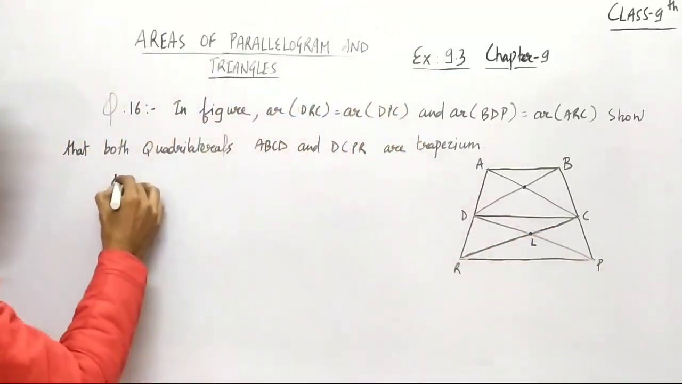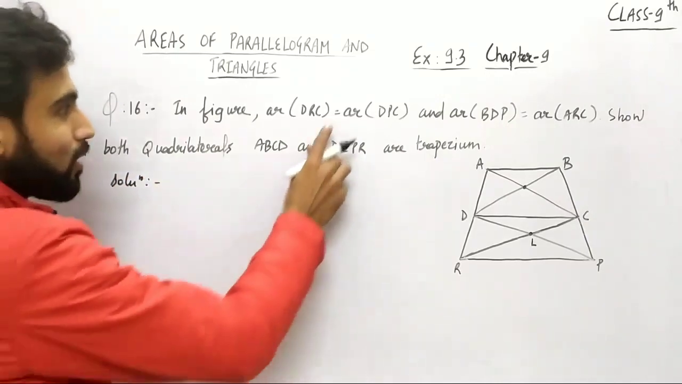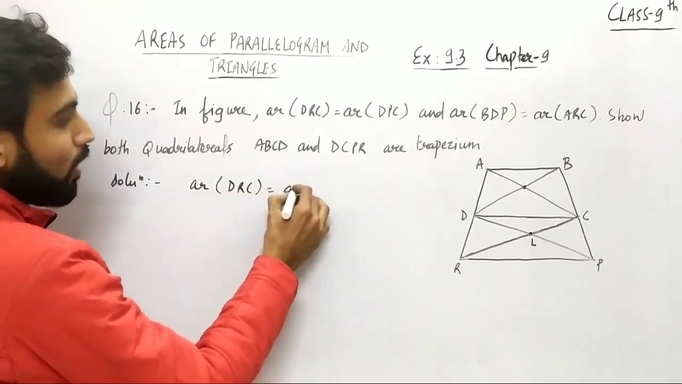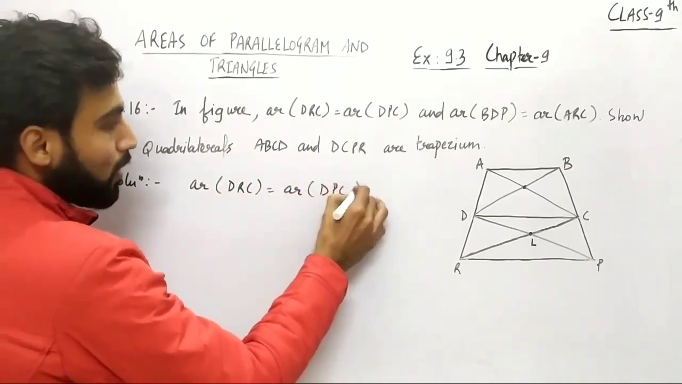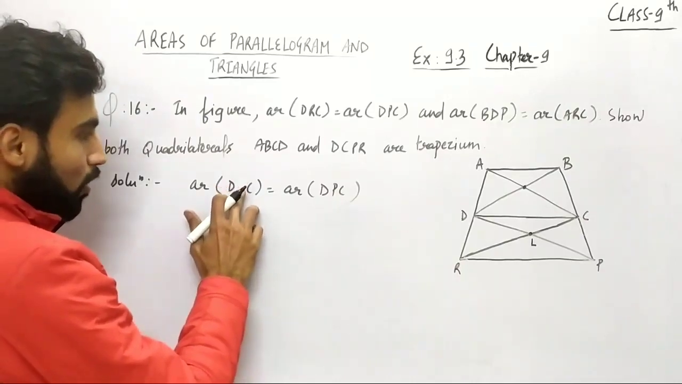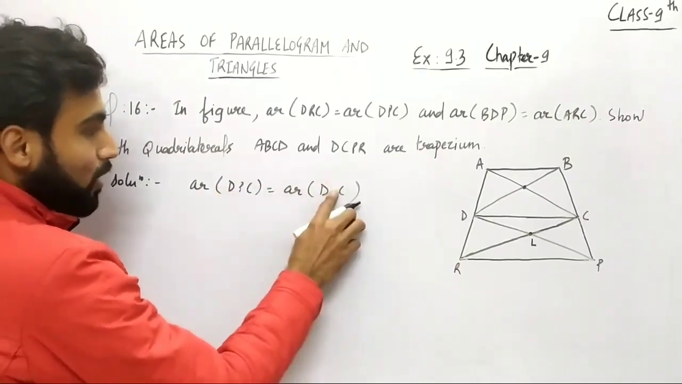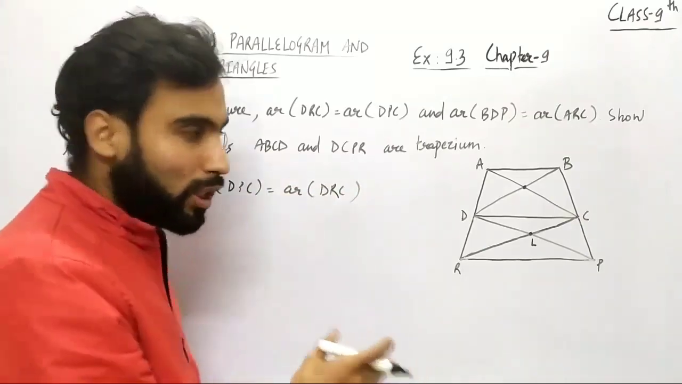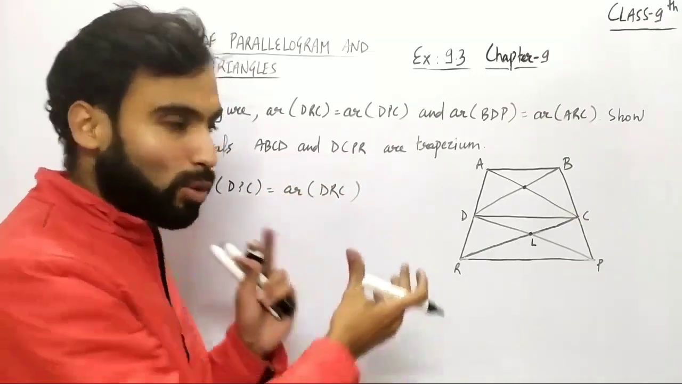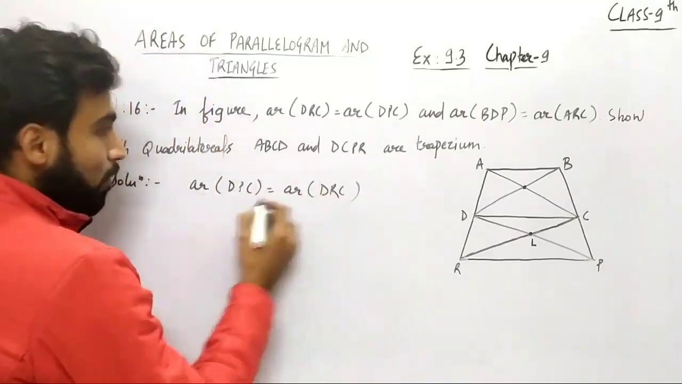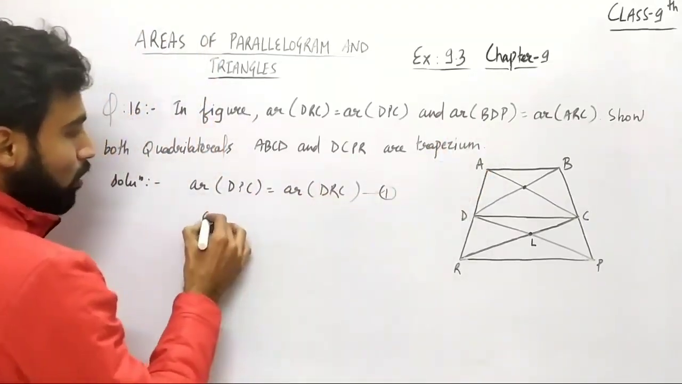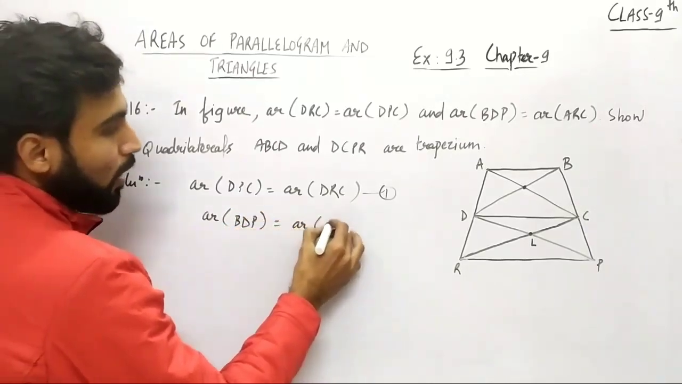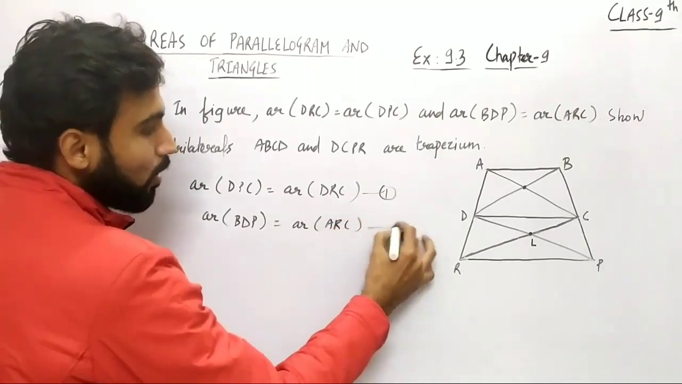So starting off my solution here, the first thing that is given, let me write that, area of DRC is given equal to the area of DPC, right? So let me write down DPC equal to DRC. I will tell you why I am writing the reverse of this. But that will make no change because DPC and DRC are equal to each other, so whatever you can write first and last, right? So this is equation number first. Let me write down that area of BDP is equal to area of ARC, right? So that is equation number second.